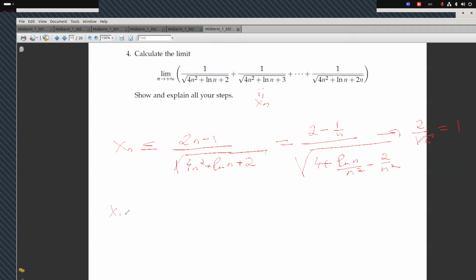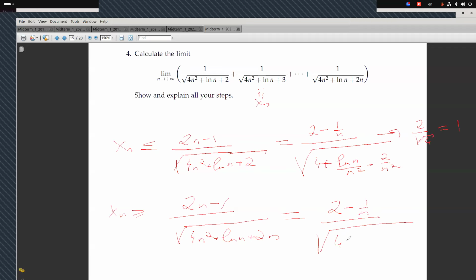And doing similar steps from below, we have 2n minus 1, and now choosing the largest denominator, sorry: 4n squared plus log n plus 2n. Again, dividing by n, we get 2 minus 1 over n, divided by the root, where under the root we divide by n squared: log n over n squared, and then we have 2 over n. The only difference is that above we had 2 over n squared, now we have 2 over n, but the limit is the same one. Questions?